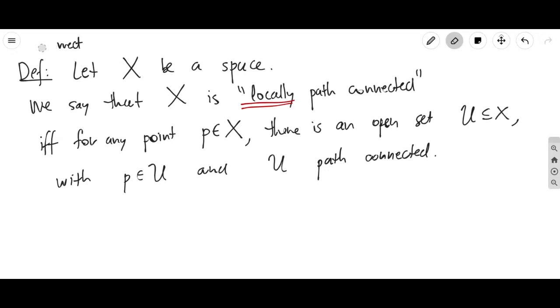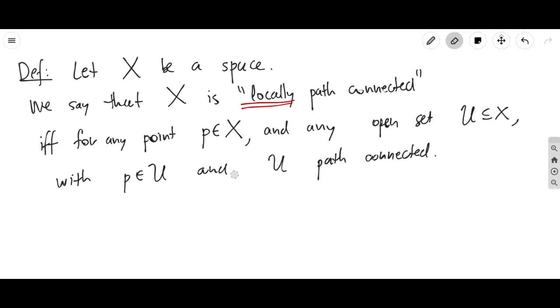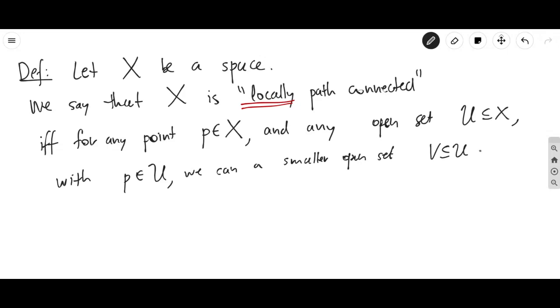It's kind of funny. So this is the correct definition. We say that X is locally path connected if and only if for any point P in X and any open set U containing the point, it's not necessarily true that the open set is path connected itself. But what is true is we can find a smaller open set V contained in U. By the way, there's no ambiguity. Is V an open set?